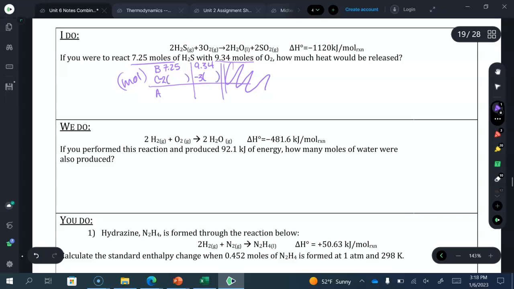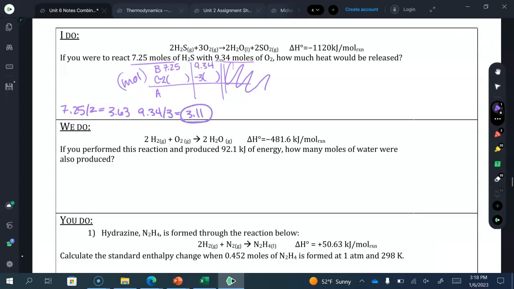I'm going to divide into both of these. So I do 7.25 divided by 2, and that gives me 3.63. And then 9.34 divided by 3 gives me 3.11. I'm going to use the smaller value to substitute into both of these because that'll put one of them at 0 and none of them at negative. Because if I put this one in, I would have a negative value for O2, and you can't use more in your reaction than you are provided. So we will put 3.11 for both of these.